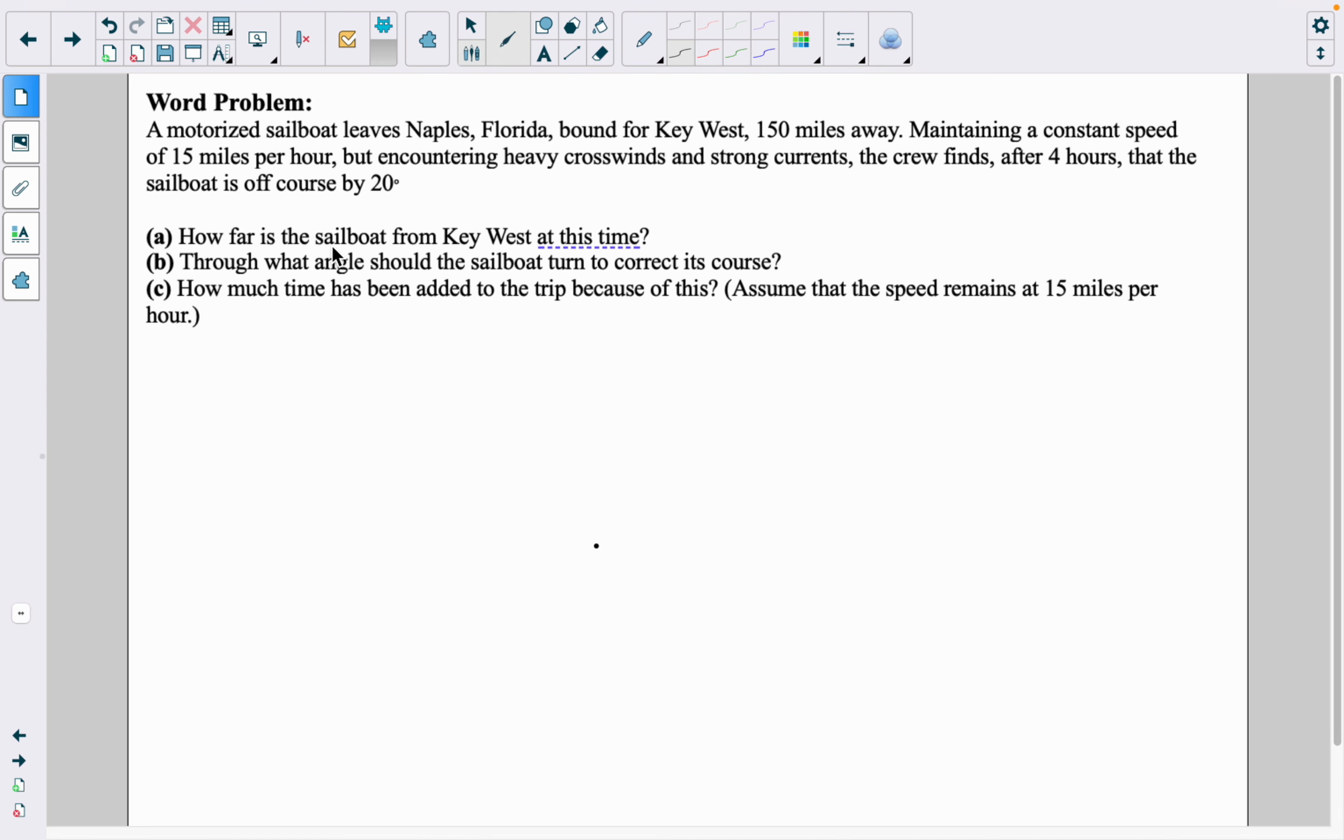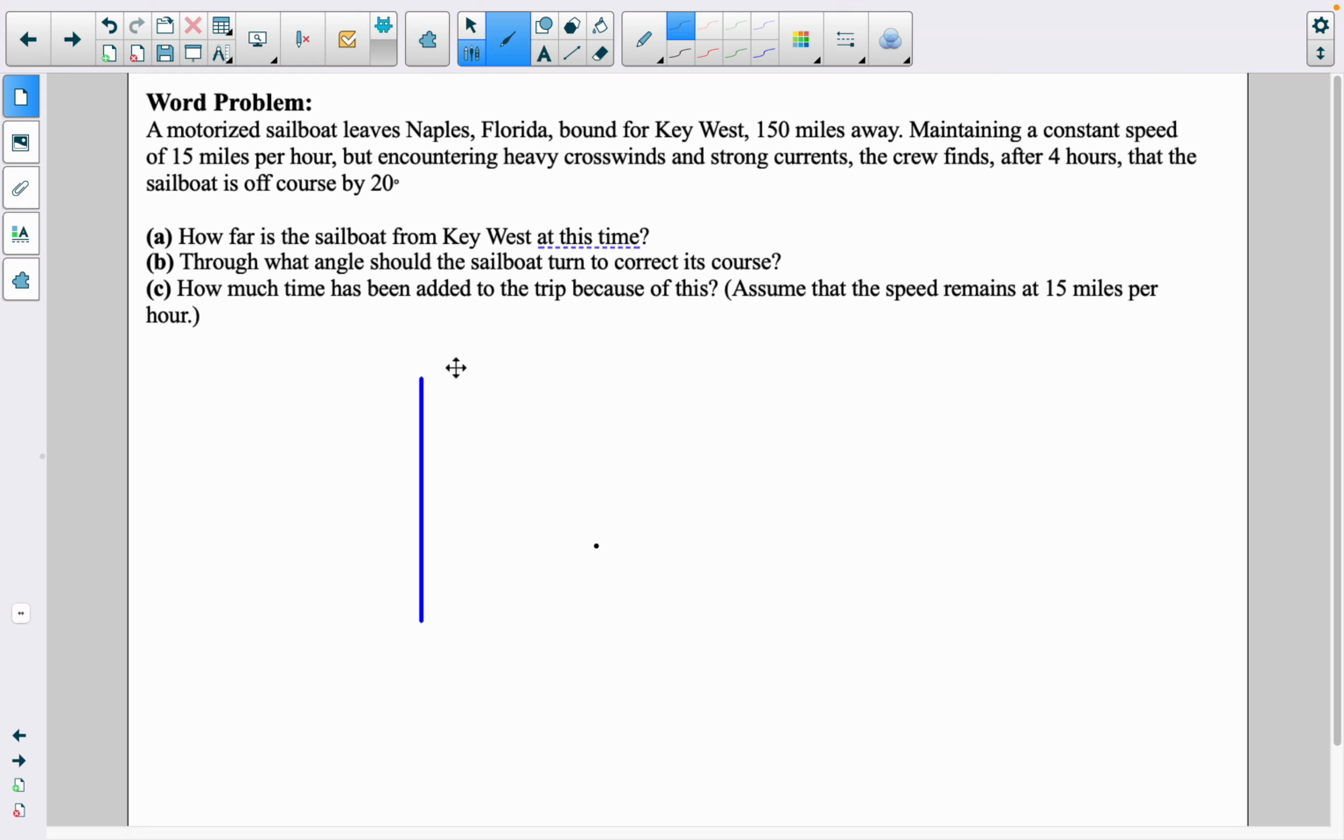We want to know how far the sailboat is from Key West at this time, through what angle the sailboat should turn to correct its course, and how much time has been added to the trip because of this. Assume that the speed remains 15 miles per hour. The hardest part is, again, going to be drawing this. So you can think of it like this. I don't know where Naples to Key West is, but it says it's 150 miles.